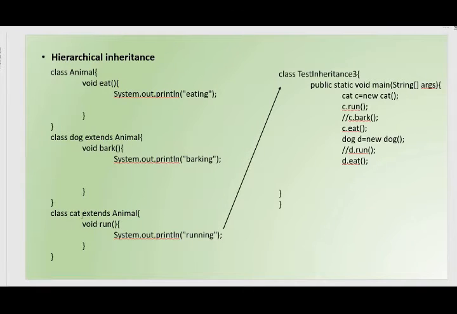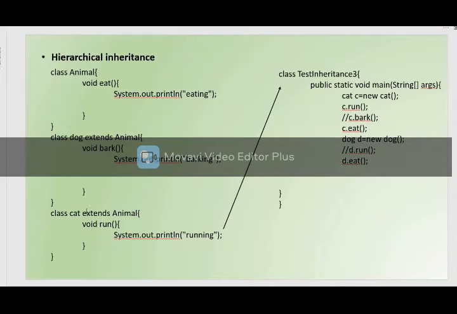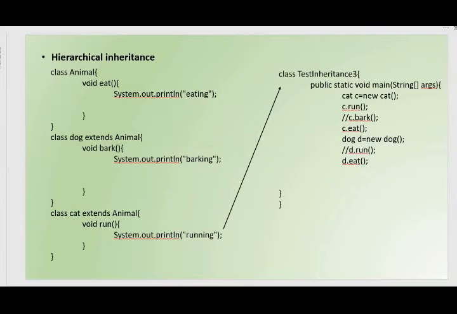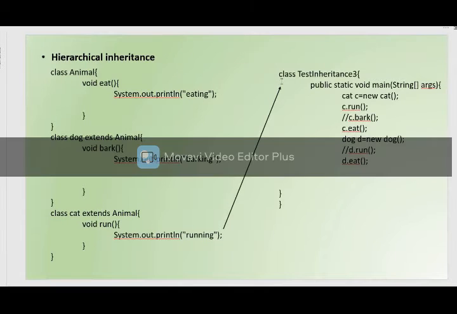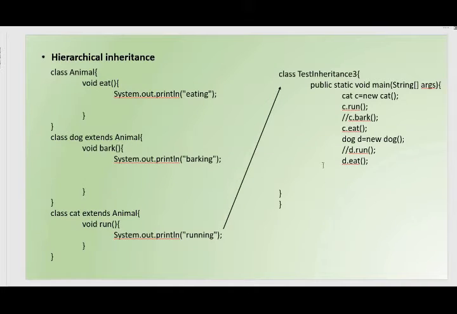What does it mean that the Cat class extends the Animal class? The Cat class is the child class of the Animal parent class, and Dog is also a child class of the Animal parent class. And there is one method inside the Cat class. After this program is executed, you can see Cat c = new Cat(). Here we create an object by referring to the Cat class.